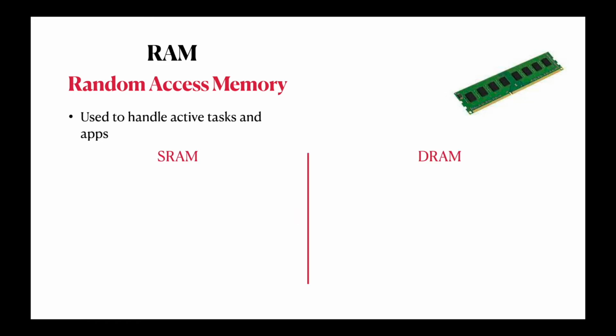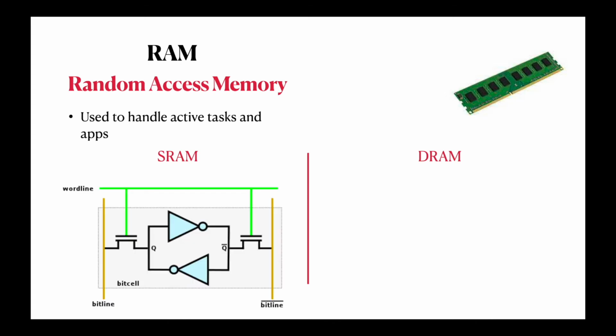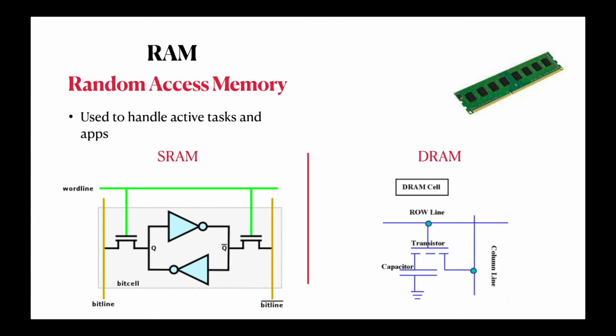RAM is further divided into SRAM and DRAM based on its bit-holding characteristics. SRAM uses a flip-flop circuit to store a bit. That is why data is lost immediately after power loss. DRAM uses a tiny capacitor and transistor to store a bit. It does not lose data immediately after power loss, as the capacitor loses charge gradually.